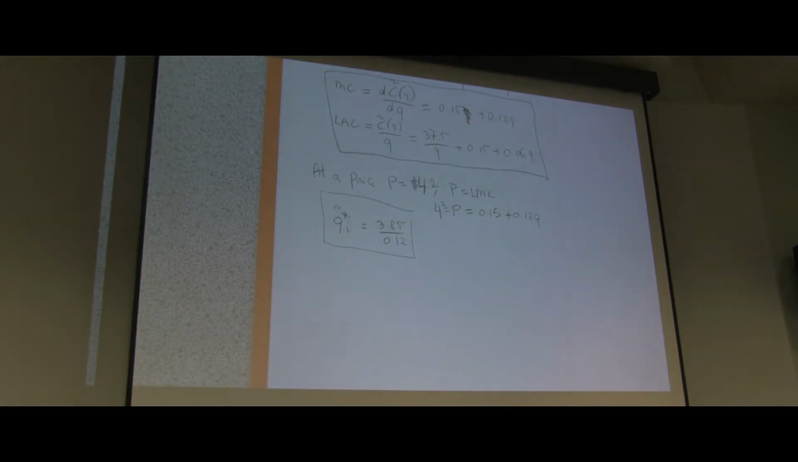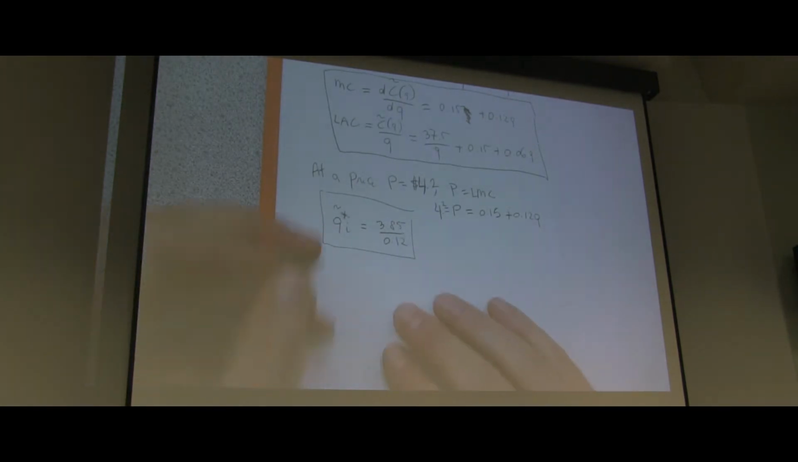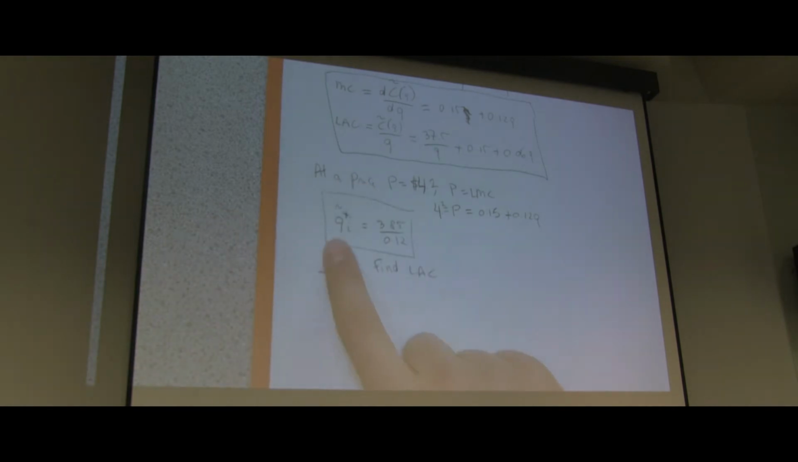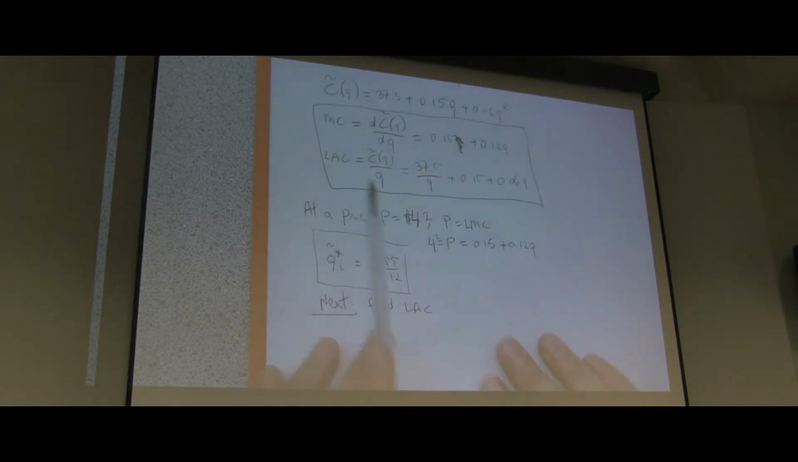Okay? And then the next step is to find the LAC by plugging in this Q tilde star. So I know what the LAC is. It's 37.5 divided by Q plus 0.15 plus 0.06Q. You plug that in, and then what you'll find is a number. Okay?